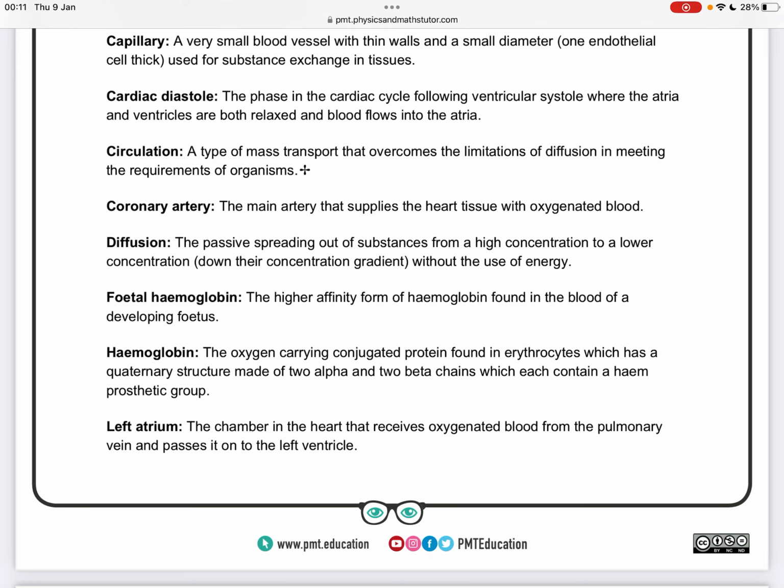It's a globular protein, the oxygen carrying conjugated protein found in erythrocytes, which has a quaternary structure made up of 2 alpha and 2 beta chains, which each contain a heme prosthetic group.